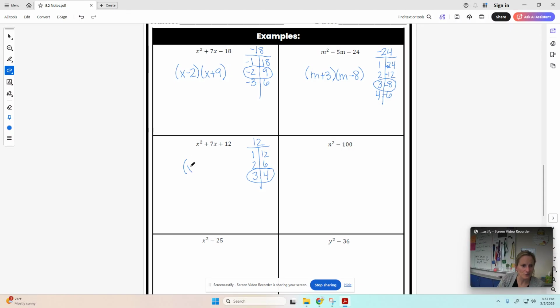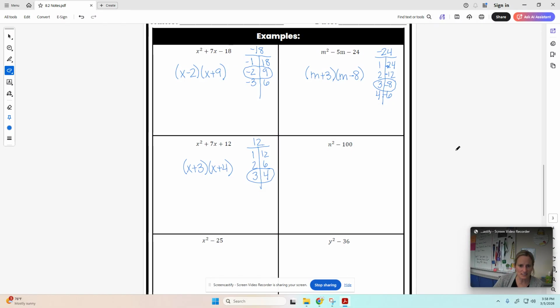So in the factored form, it's x plus 3 times x plus 4. And again, you can check these by multiplying them back out. If I were to double distribute any of these, I would end up right back where I began. So it's very easy to check your work on these.